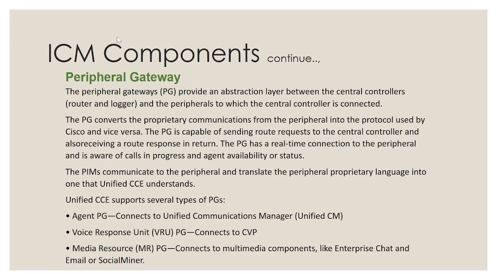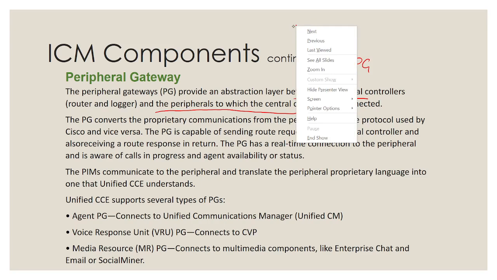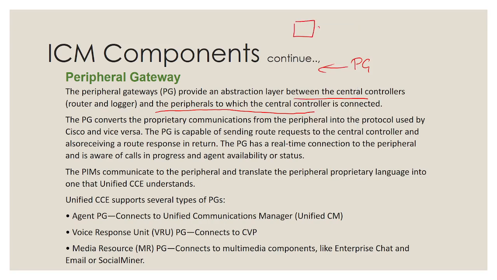Now let's see the PG. Peripheral gateway is the eyes of the contact center, as I've already told you. So this PG gives the real-time view of the contact center. And PG provides an abstraction layer between the central controllers and the peripherals to which the central controller is connected. This PG connects to the peripherals, that is nothing but the CUCM or the Avaya Aura or Aspect call managers. And also the PG can connect to the VRU units like the CVP or the IP IVR or any third-party VRU units.